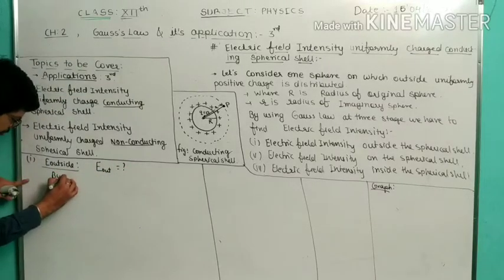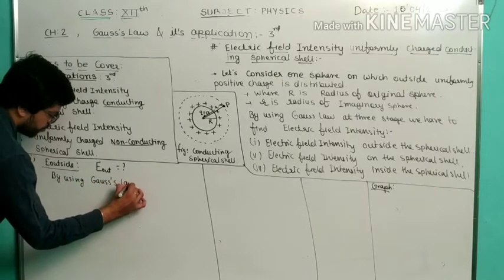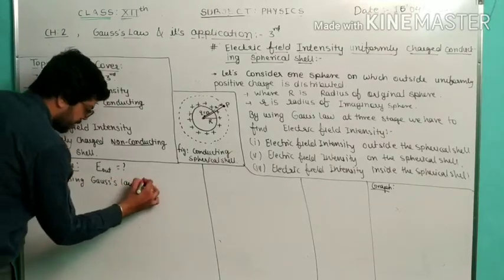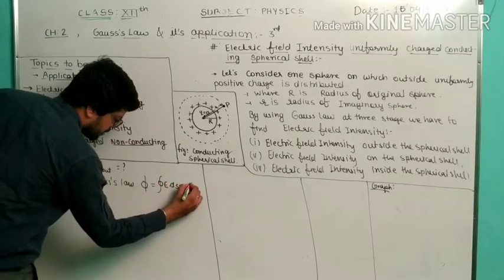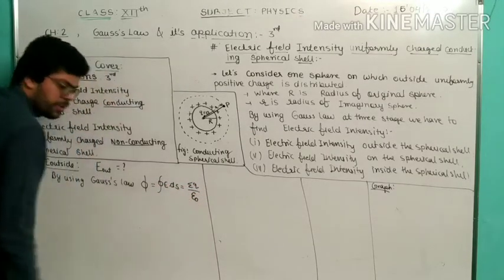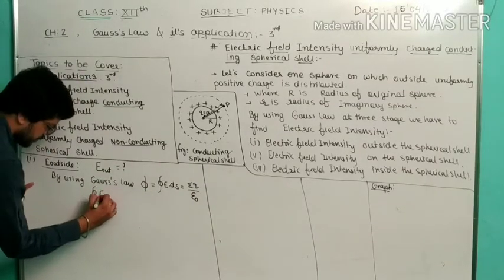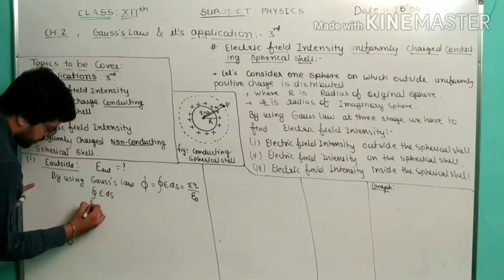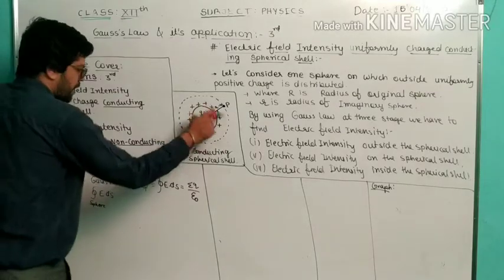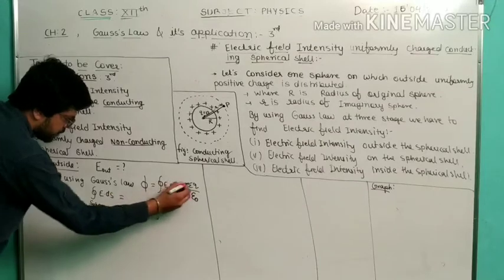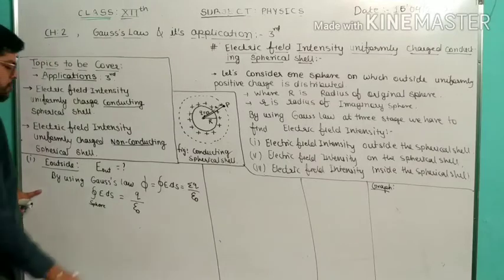So now we are using Gauss law. Yesterday I told you, whenever you are told to use Gauss law, what do you have to do? You have to apply the Gauss law. Phi is equal to closed integration E dot ds equals summation q upon epsilon naught. You have to use this. Here the closed surface is the sphere. Assume that the total charge is q.